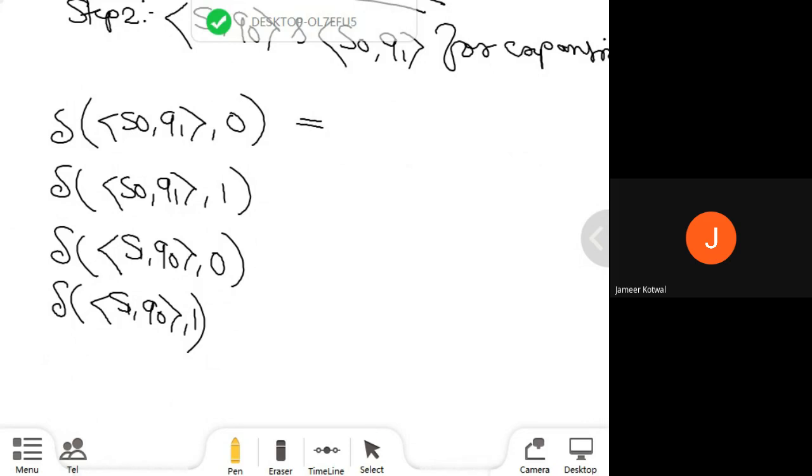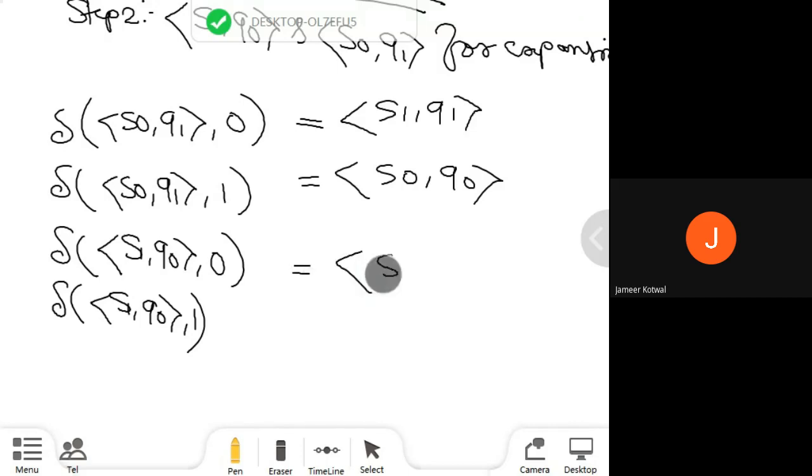What will be the output? In this state, if I process 0, what will be the output? S1 Q1. S1 Q1. Good, fine. So here the output is S1 Q1. For this state, the output is your S0 Q0. For this one, the output is your S1 Q0. I'm directly defining the output, बरोबर.